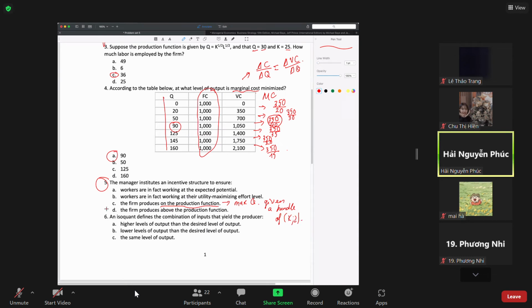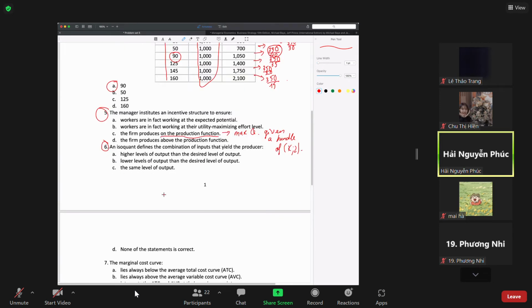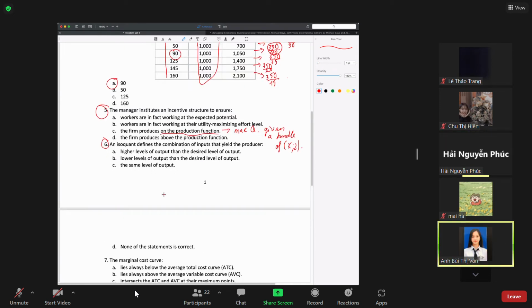All right. Now number 6. C. The same level of output, right? That's correct, because by definition it is the definition of the isoquant.